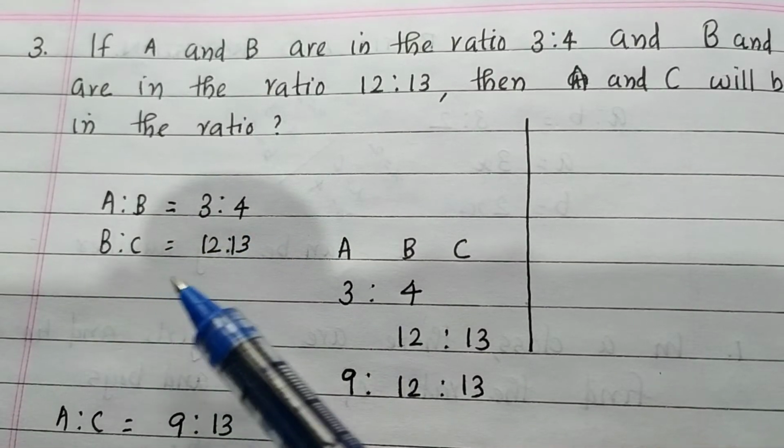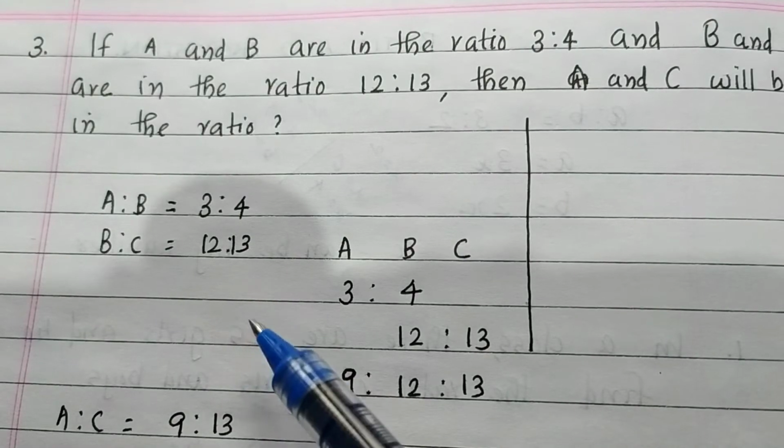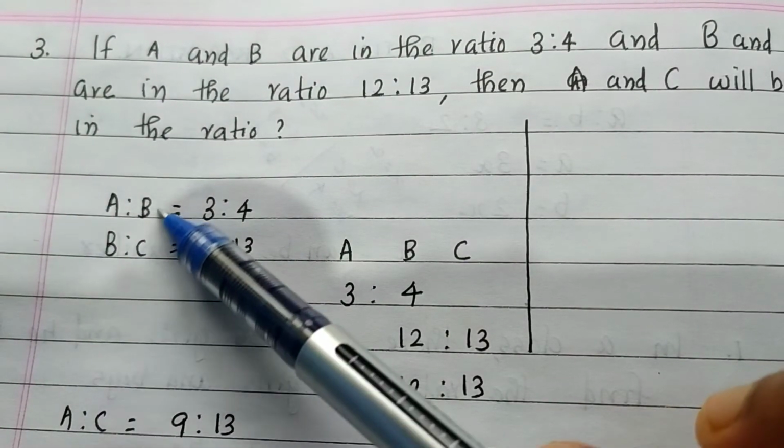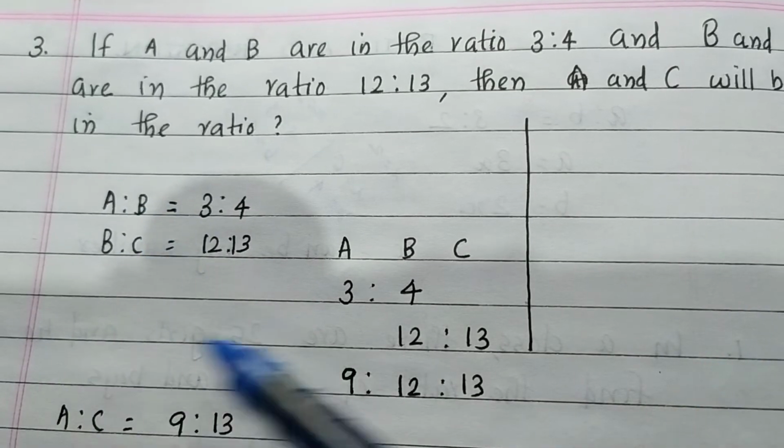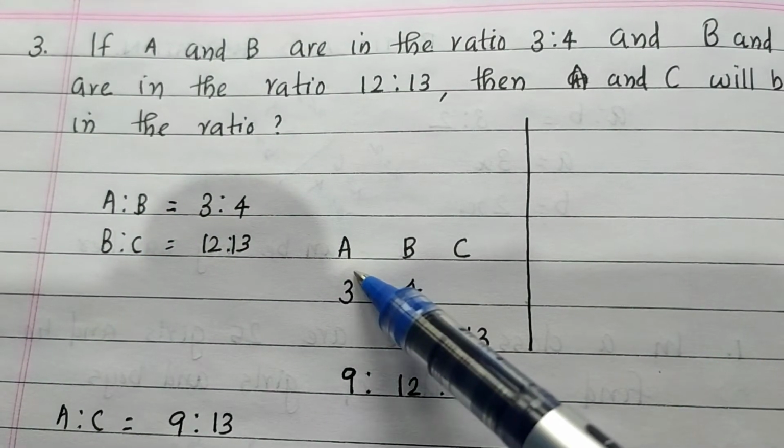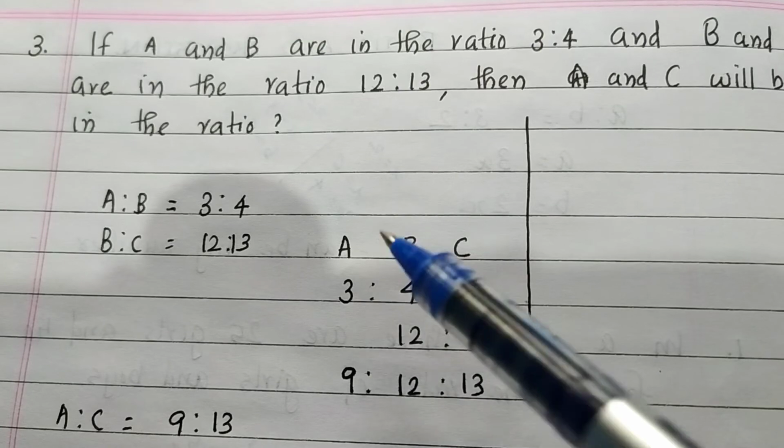B is to C is equal to 12:13. So here the common term is B. So we can write it like this: A, B, C. So A is to B is what?